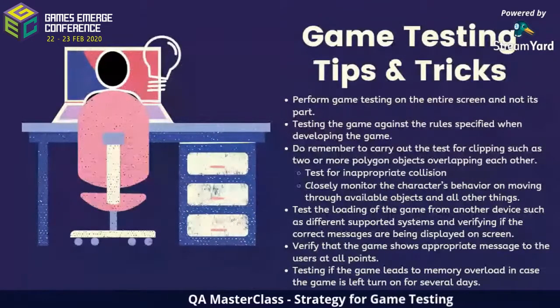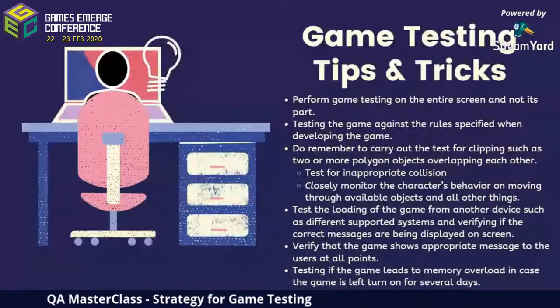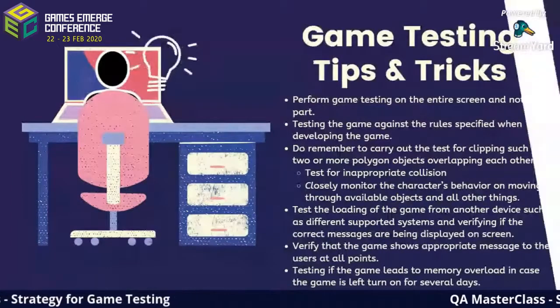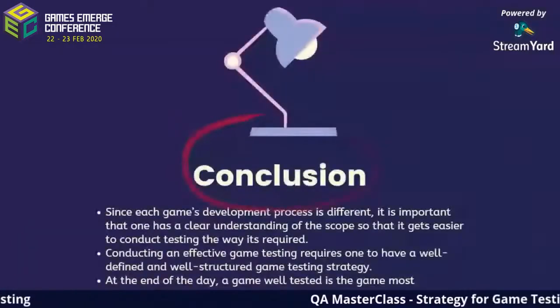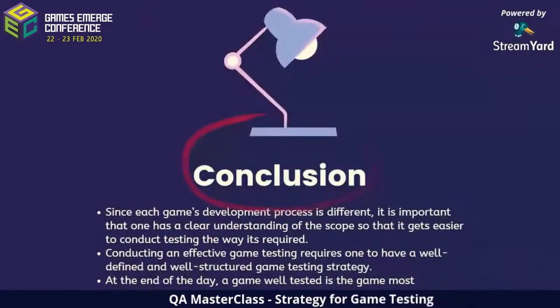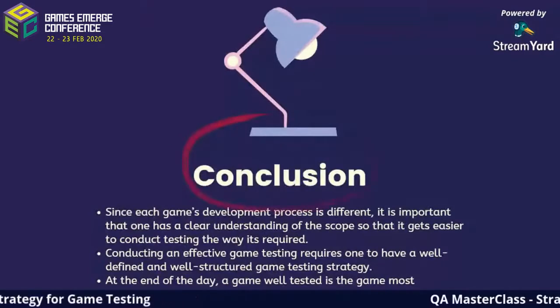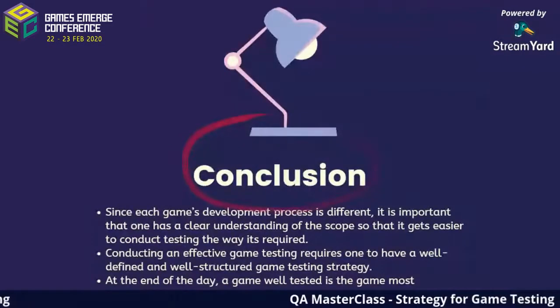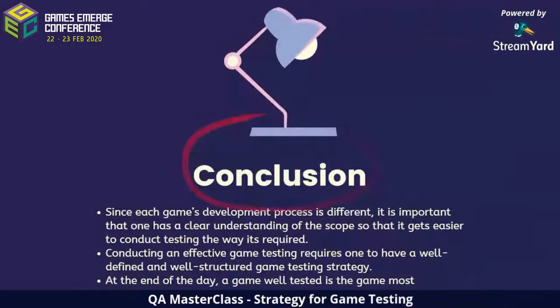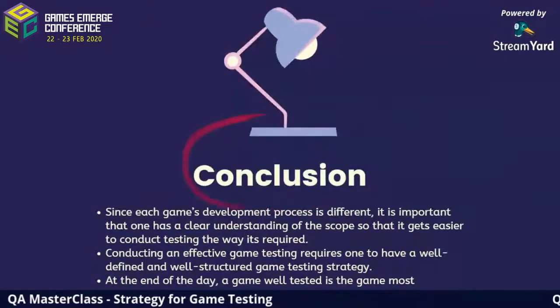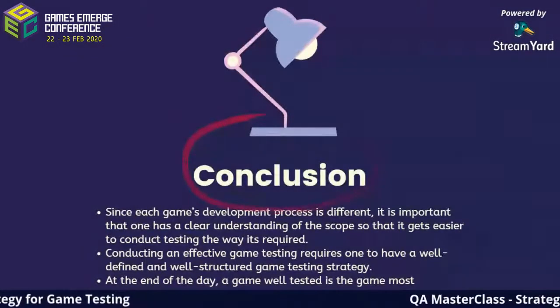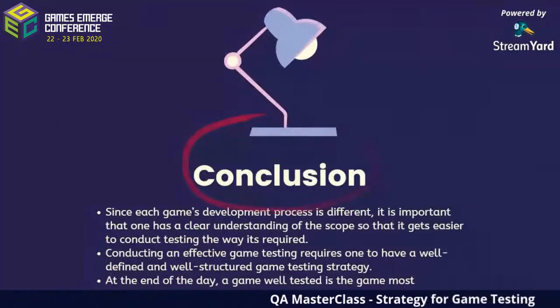So those are some of the tips and tricks you need to have on top of your head to make a good QA. So concluding the talk, we've gone through all these things, and I hope that you learned a lot from this, and it encompasses a QA strategy around the entirety of gaming. Since each game's development process is different, every game is going to behave differently. There are going to be different components. There are going to be different requirements.